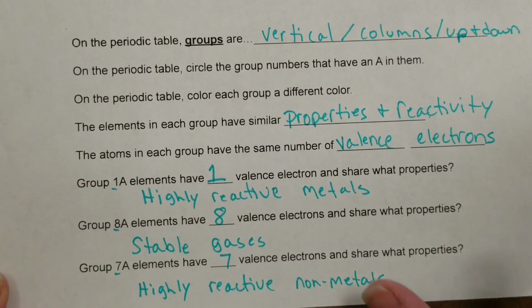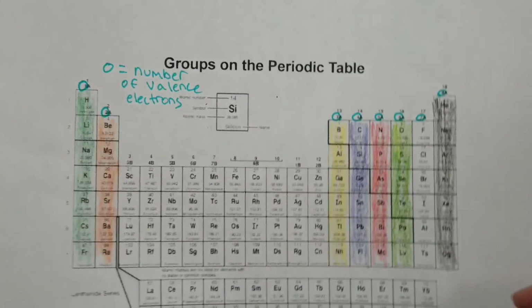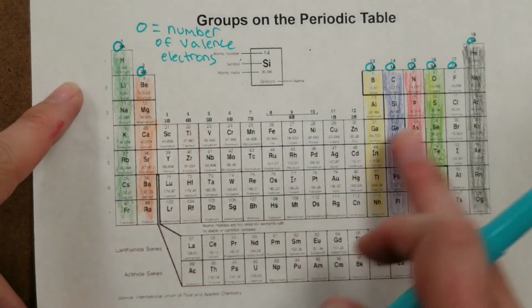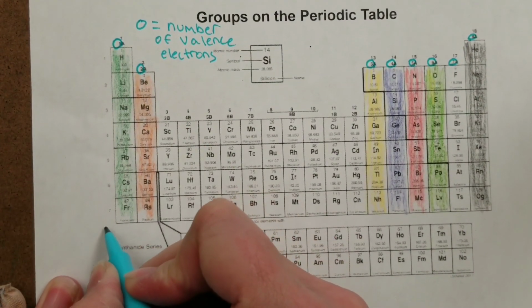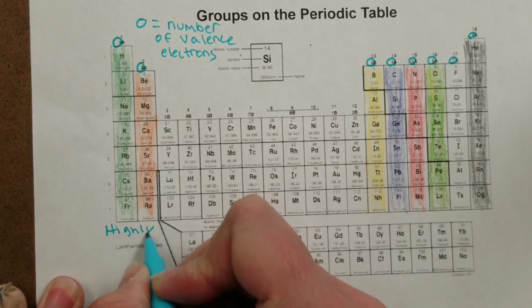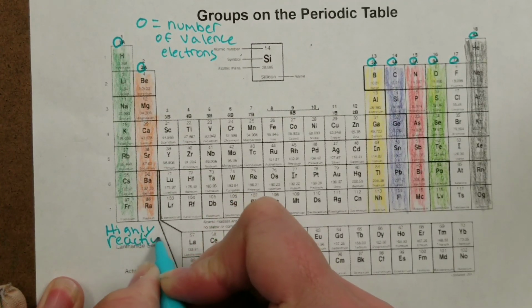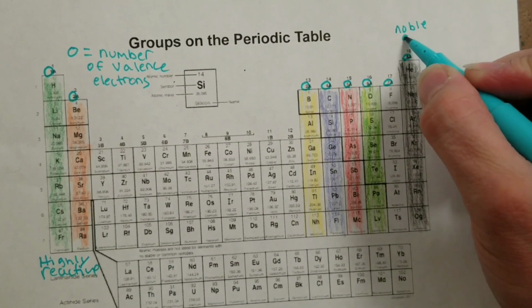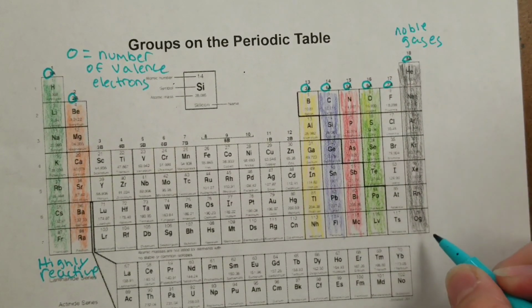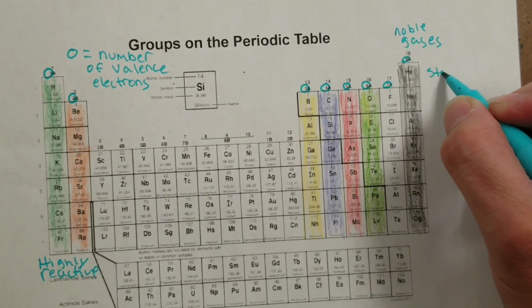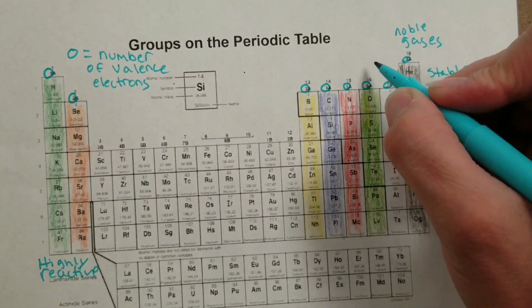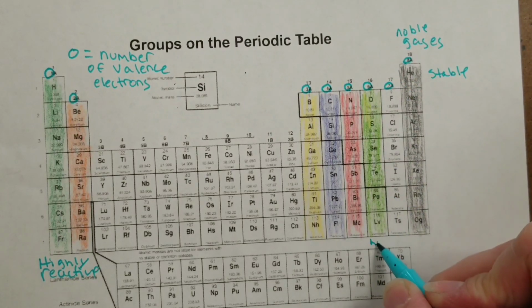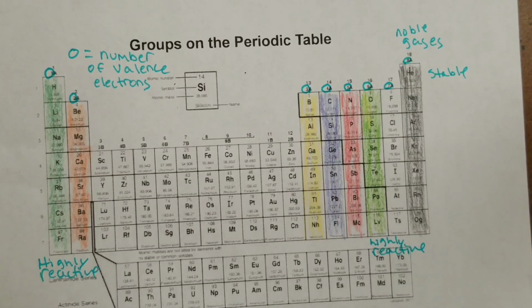All right, that concludes our groups. If you wanted to add some more information on here, like if you wanted to say highly reactive, or put over here that these are the noble gases, you can do all of this. It doesn't hurt to practice. I'm going to say these are all stable. I'm going to say these are highly reactive. It doesn't hurt, guys, to just practice putting this on there repeatedly.